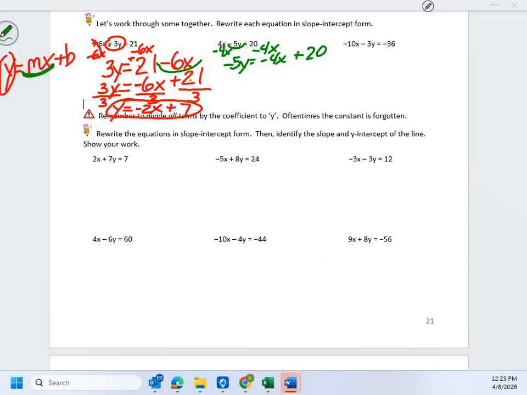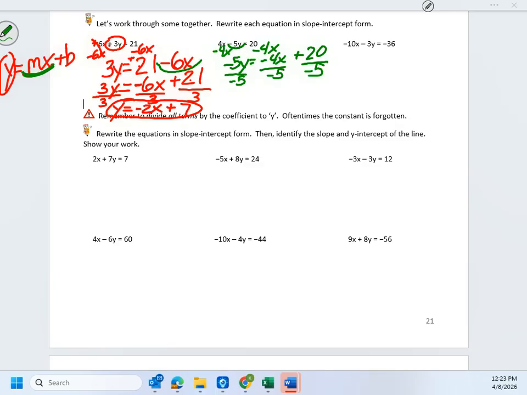How are we feeling about that? Is that making sense? What's my second step? Victoria? Divide everything by the coefficient to the y. What's the coefficient to the y, Victoria? Negative 5. So I'm going to divide all the terms by negative 5.